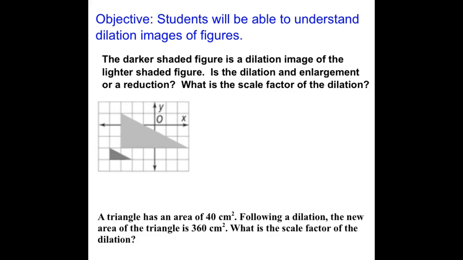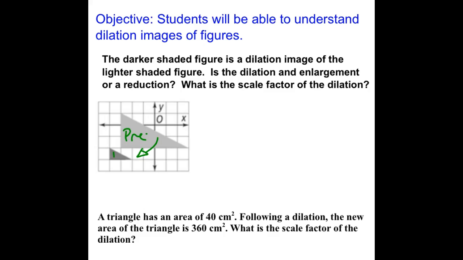The other thing we talked about is being able to understand dilation images of figures. This is when our size changes. It says the darker shaded figure is a dilation image of the lighter shaded figure. So darker is the image, lighter is the pre-image. So we start in the lighter and we're going to the darker, going that way.